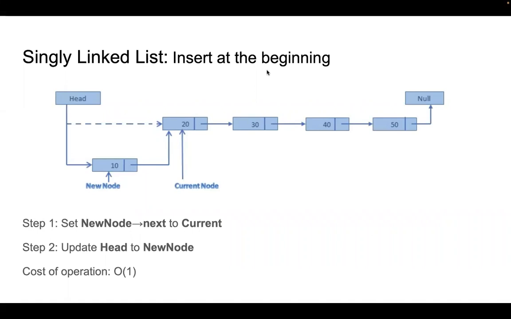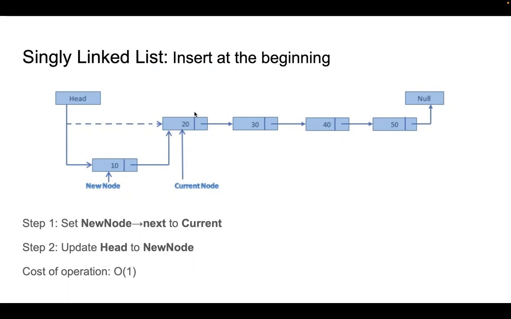Okay, this is insertion at the beginning. As you can see here, this is the linked list and we're going to insert a new value, 10, to the beginning. So as you know, head is a temporary variable that's called a reference pointer that points to the very first element. If you want to insert a new value, firstly, we have to connect new value to the current head. For example, here it's 20, so as step 1, we connect new node to current, this arrow.